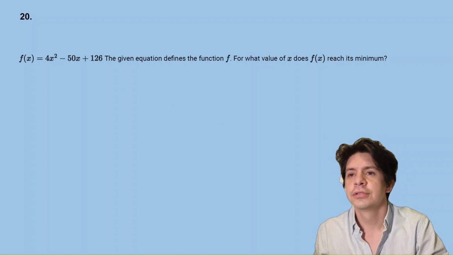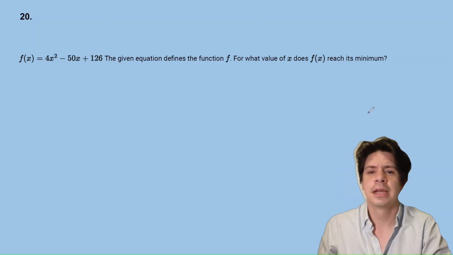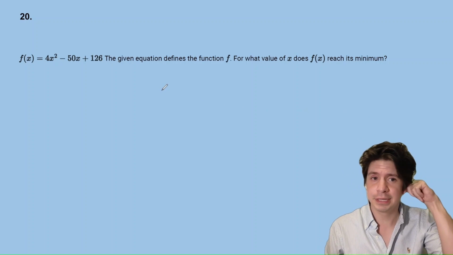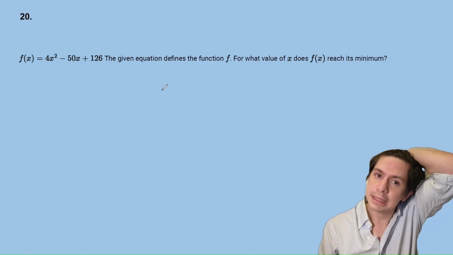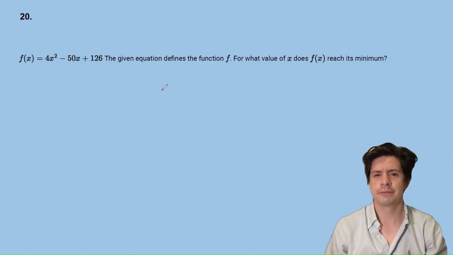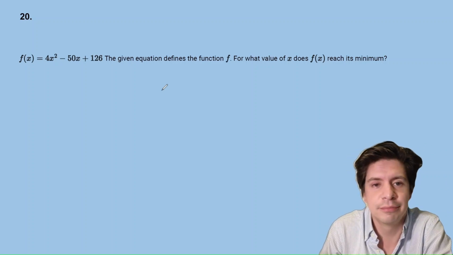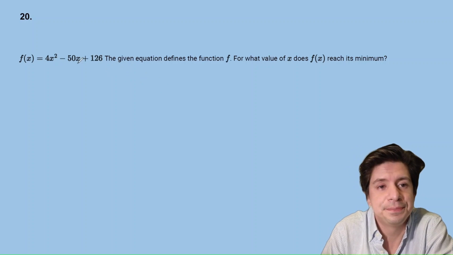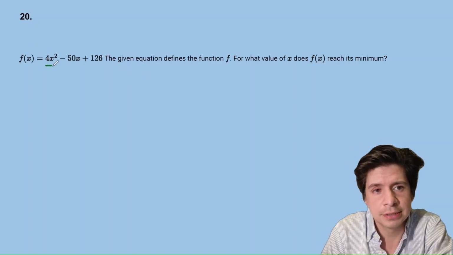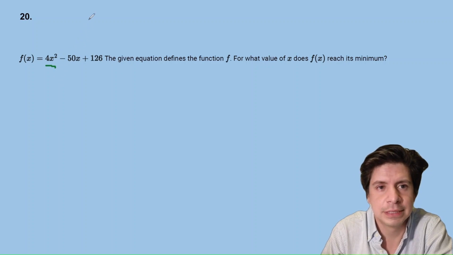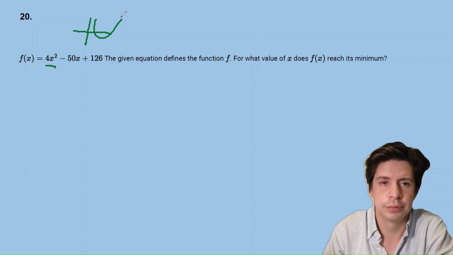Okay? So, how do we do this question, right? So we have 4x squared minus 50x plus 126. The given equation defines the function f. For what value of x does f of x reach its minimum? So it is quadratic because it's x squared, right? And it has a minimum because it faces up, right? If it was facing down, it would have a maximum. So it's something like this, right?